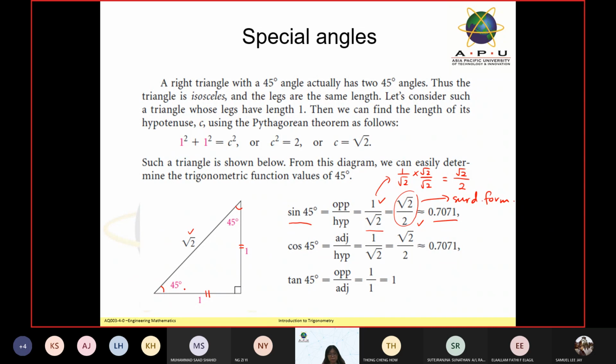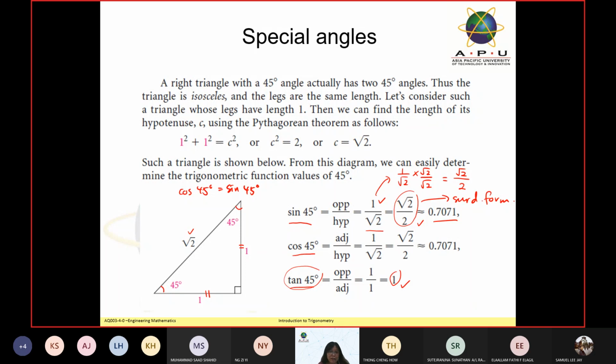Then the cos of 45 is adjacent over hypotenuse, so it's also 1 over square root of 2. So for your information, sine 45 and cos 45, the values are always the same. Then for tan 45, I think this is very common. We know tan 45 always equals 1. Why? Opposite over adjacent is 1 over 1, which is 1. So this is something very important. Tan 45 is actually 1. So this is some common angle that we need to know.